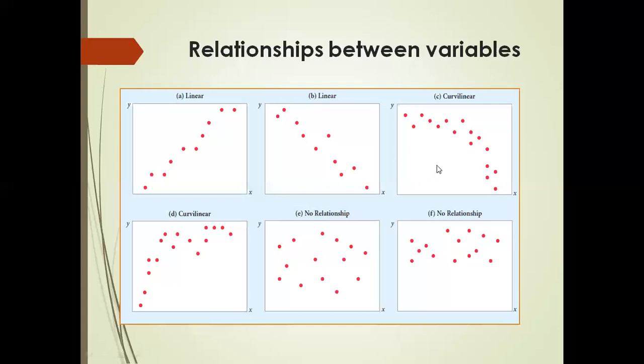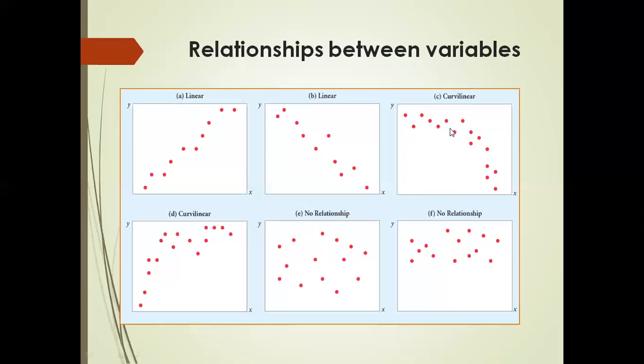Coming to chart C. Chart C shows a curvilinear relationship. It is an inverse relationship. Why? Because the origin is here, but it starts from here. So it is an inverse relationship, which means that the value of y decreases proportionally with x. You can just check it out.